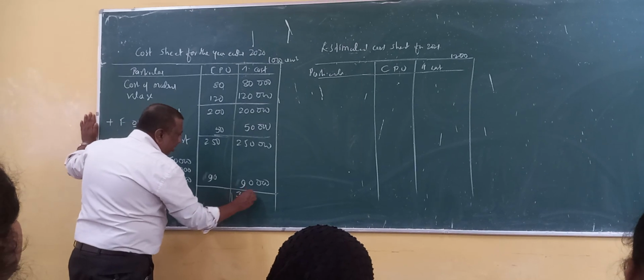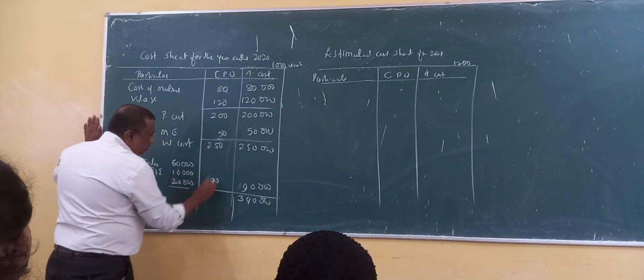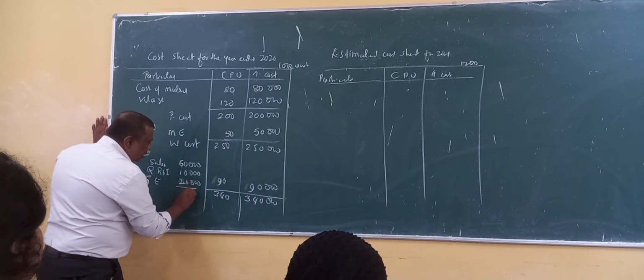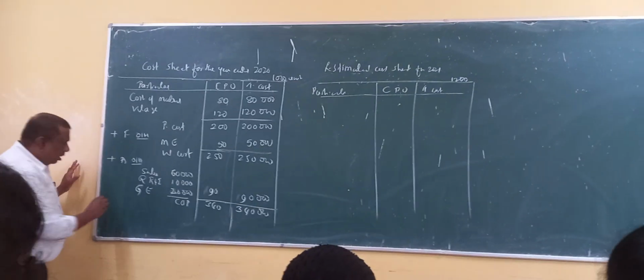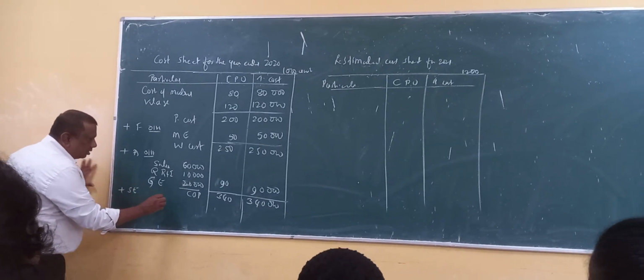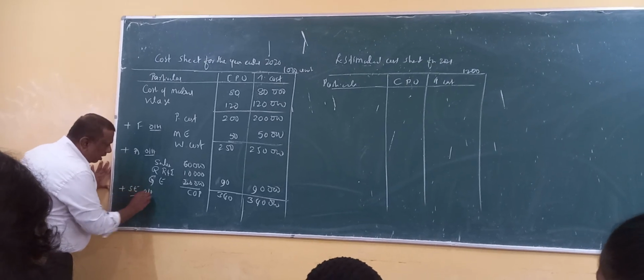3 lakh 40,000. 340, yeah? Yes, sir. This is cost of production, right? Next, add selling expenses. Selling expenditure is given how much, sir? 10,000. Selling overhead, right? Yes, sir.